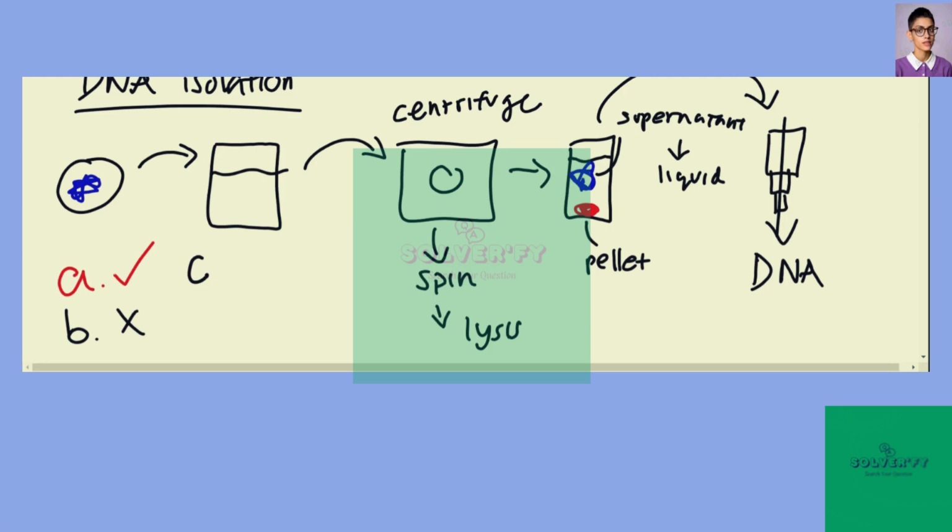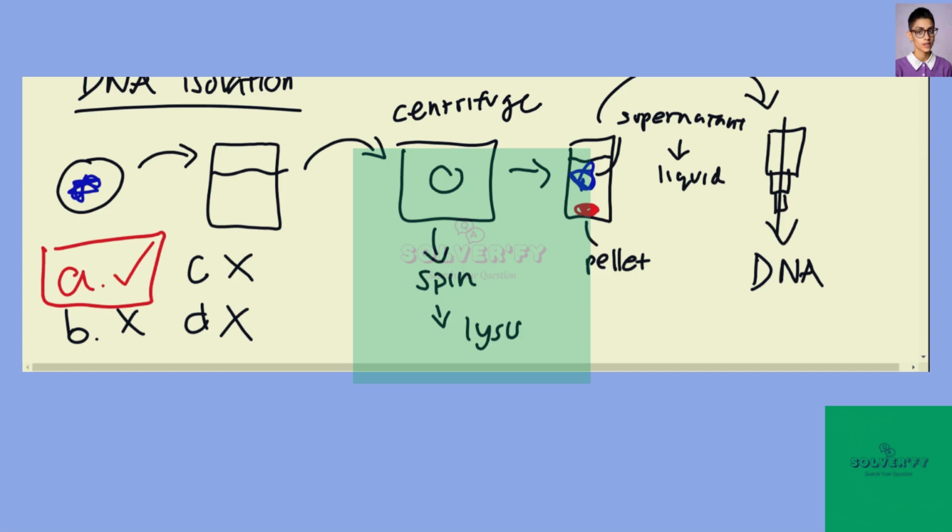Part C, DNA is unaffected by the RNA. While that might seem true, it actually isn't true because the RNA is going to be the contaminant when we're trying to purify and isolate our DNA. Therefore, DNA will be affected by RNA, and it is also not true. And finally, D, DNA combines with the RNA. That is not true because DNA does not interact with RNA in that respect.